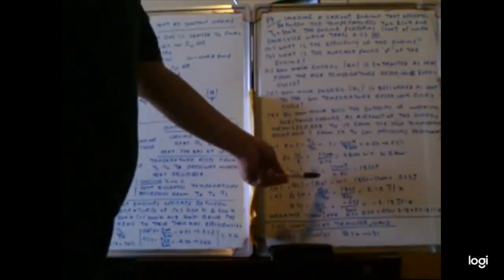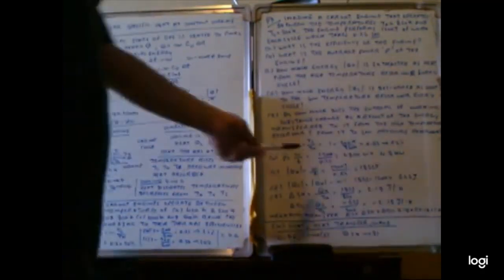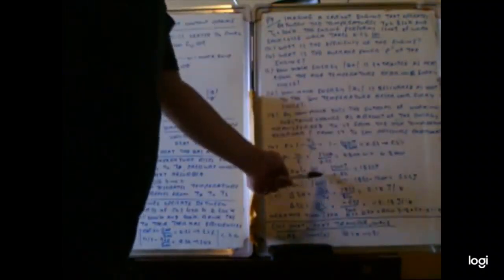And C, how much energy QH? QH is W by the efficiency. The output work is already given at 1,200 joule. Divided by the efficiency, we can get the input heat. So 1,200 joule divided by 0.652, you get 1,855 joule.